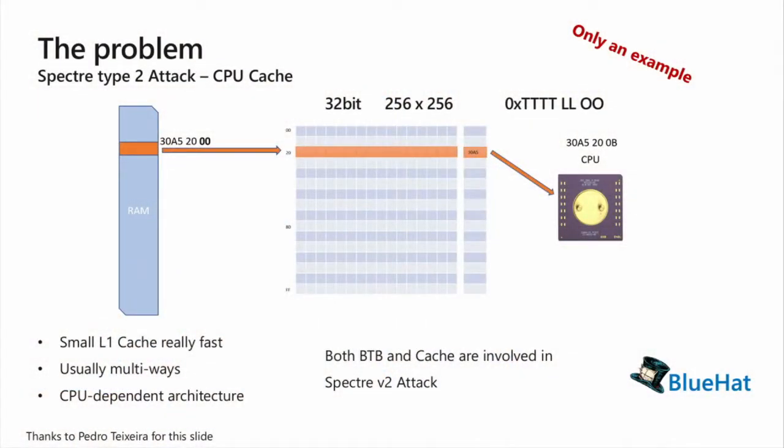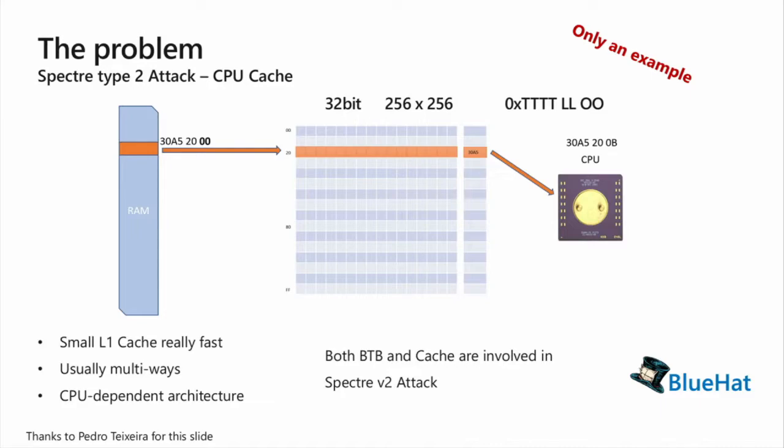So the second thing that you need to know is about the CPU cache. The CPU cache is a very fast volatile memory that resides in the CPU, and this usually is really fast. But its architecture is CPU dependent. So this is another example that is not actually true.